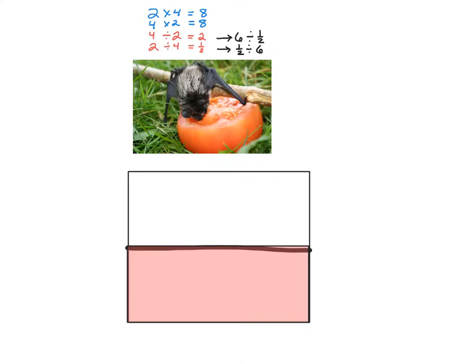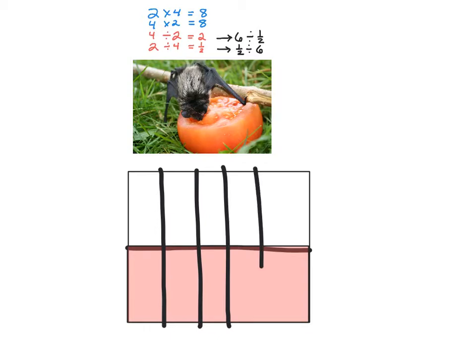Okay, so now here we've got our half of tomato. Now we need to divide it by those 6 bats, Benjamin and his 5 buddies, right? So that means I'm going to take this tomato and I'm going to cut it into 6 parts, right? So to cut it into 6 parts means 5 lines. 1, 2, 3, 4, and 5 lines will give me 6 parts. Let's just double check. I've got 1, 2, 3, 4, 5, and 6 parts, right?